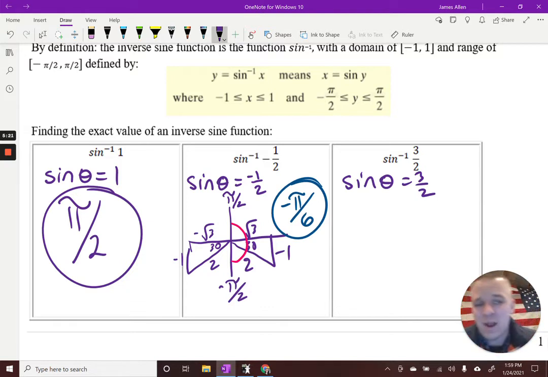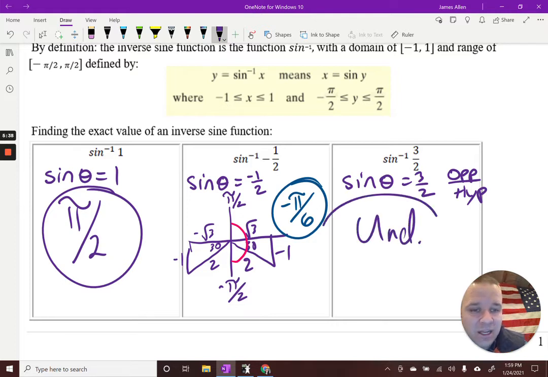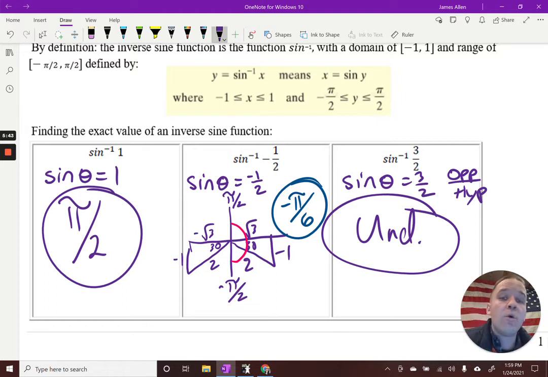If I do remember correctly from honors geometry and my SOHCAHTOA, opposite over hypotenuse, that's what sine is, right? When is the opposite side ever larger than my hypotenuse? Never in a right triangle, pretty sure. So this is undefined. It cannot happen. Lovely, lovely, fantastic, and wonderful.